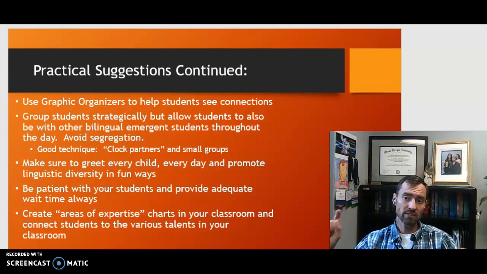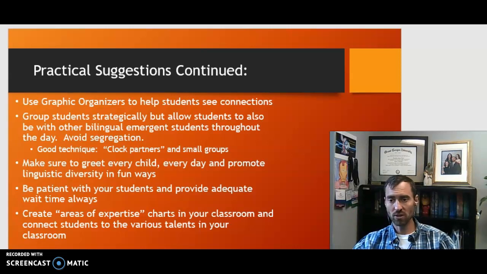So now if kids want to know how to tie a shoe, go to that kid and you put their name on a chart. What this helps to do is show who's good at certain skills, and you build and promote in your classroom where to go for these areas of expertise.